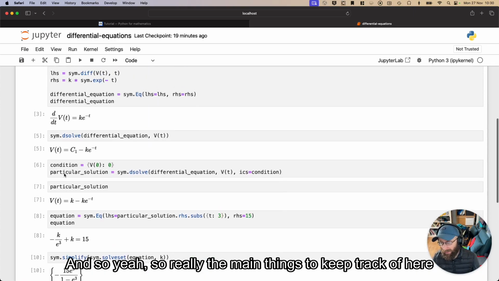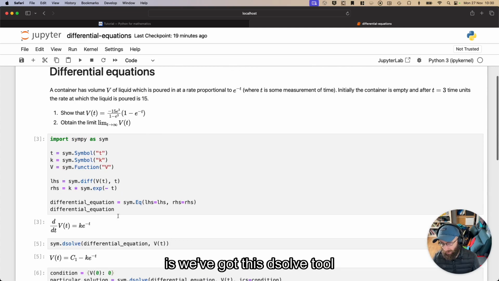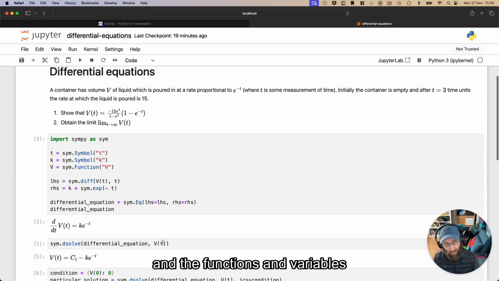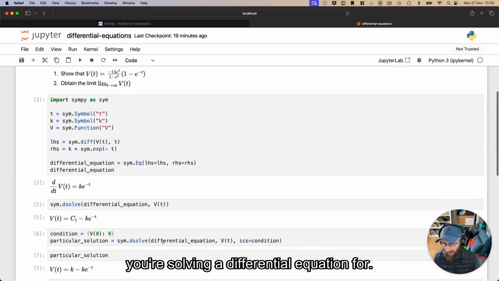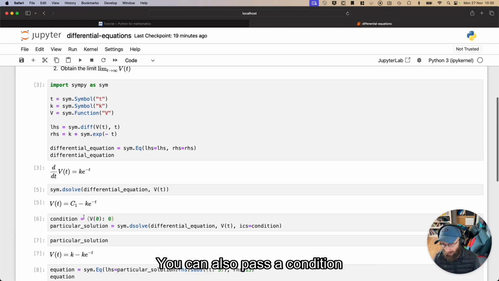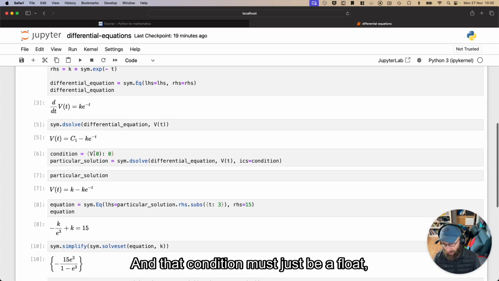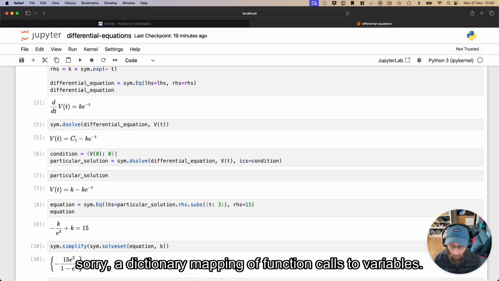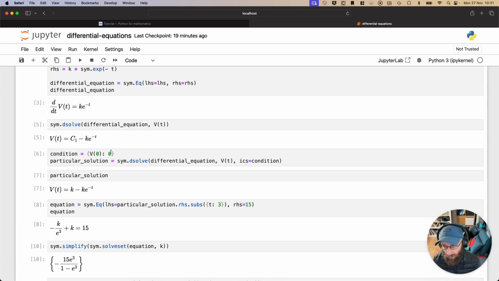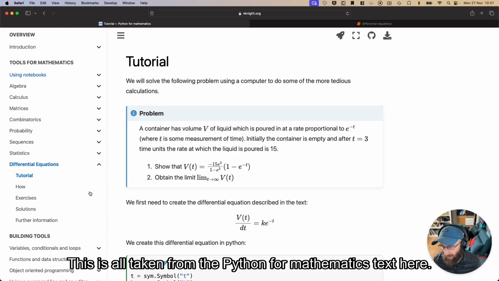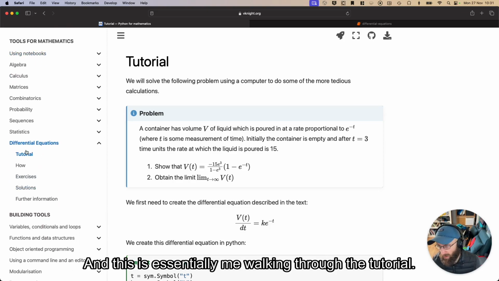And so the main things to keep track of here is we've got this dsolve tool, and the dsolve tool takes a differential equation and the functions and variables you're solving that differential equation for. You can also pass a condition to that differential equation solver using the ics parameter, and that condition must be a dictionary mapping of function calls to values. This is all taken from the Python for Mathematics text here, and this is essentially me walking through the tutorial.